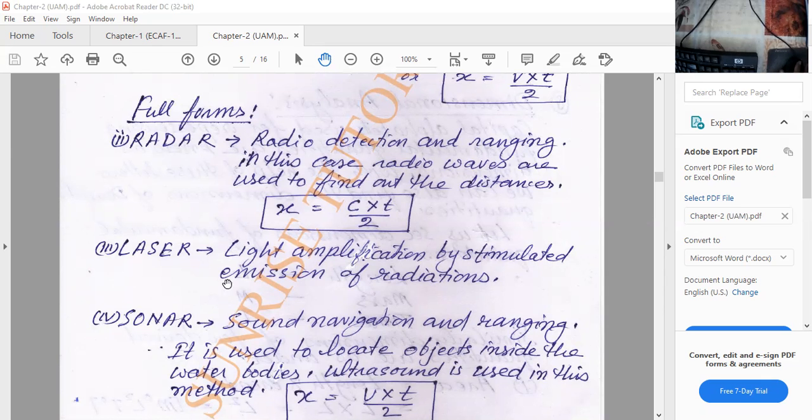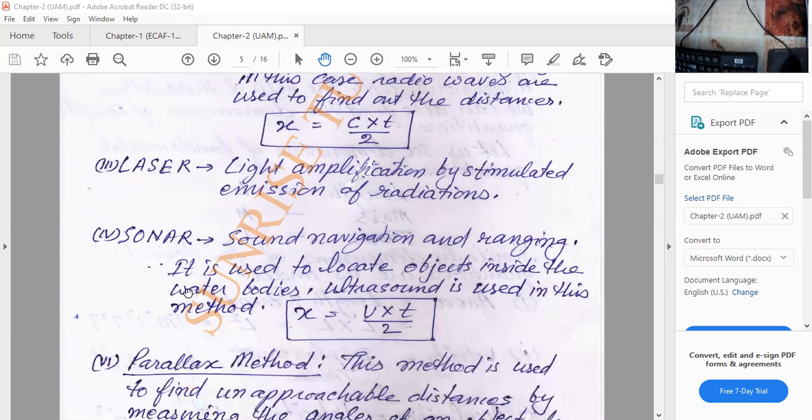Now here comes the sonar method. The sonar method is a reflection method which is used to find out the location of ships or submarines inside water bodies or the ocean. So sonar is basically used in oceans to find out the locations of submarines and all that. So these are all reflection methods.